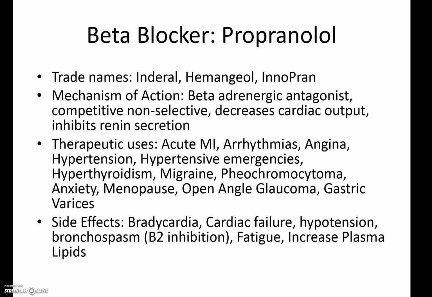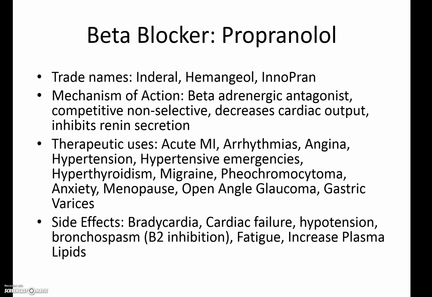We're just going to go over a few of the most common beta blockers, particularly those you will see in practice. So propranolol is a very common beta blocker with trade names of Inderal, Hemangiol, Inopran. The mechanism of action for propranolol is, of course, that it's a beta blocker, but in particular, it tends to be a non-selective beta blocker. That is, it's acting on both beta 1 and beta 2 receptors. It also tends to inhibit renin secretion, so it can have effects on things like angiotensin and aldosterone as well.